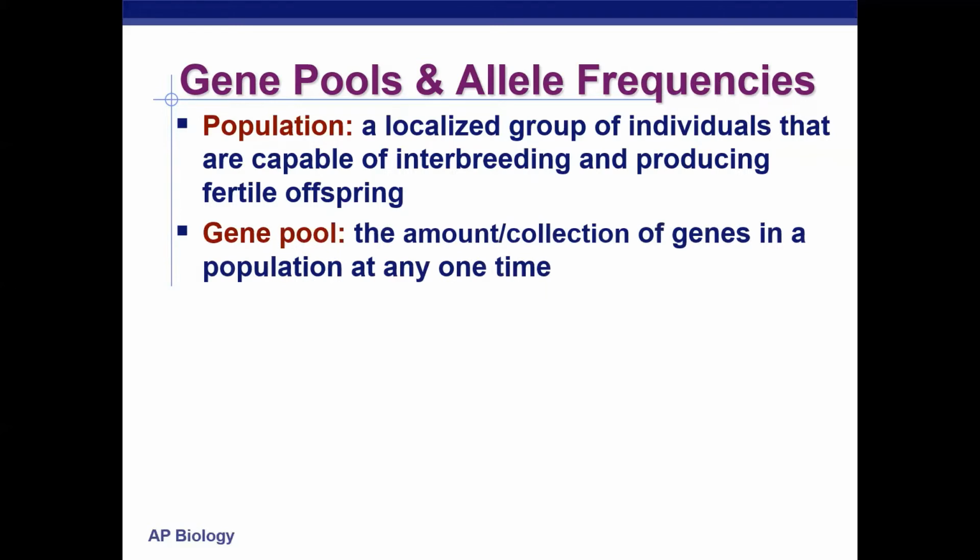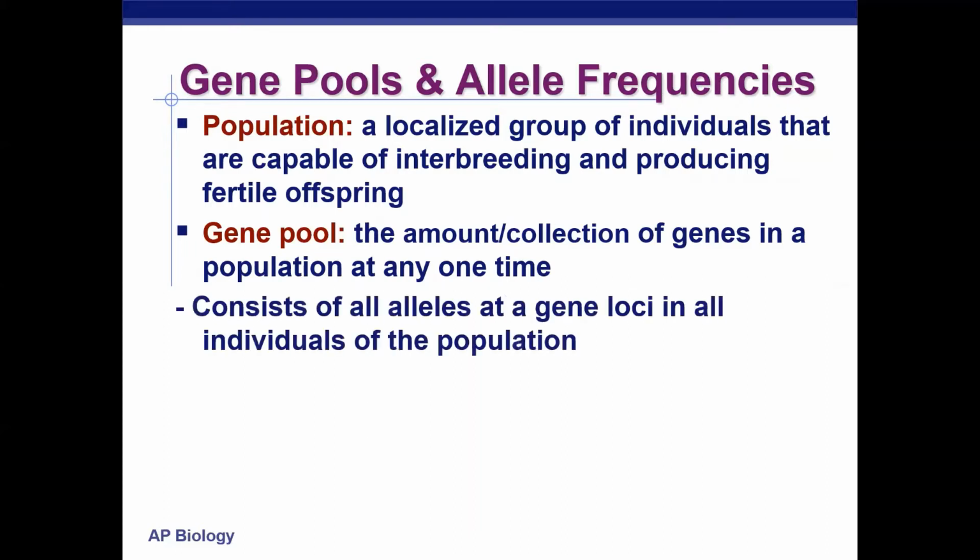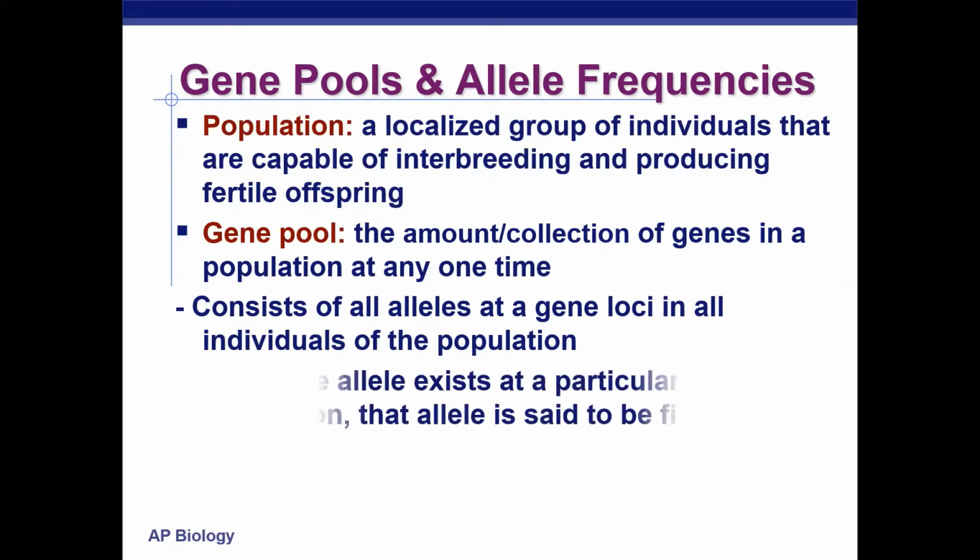Now, when you study a population, you also study its gene pool. That's the collection of genes in a population at any one time. When you're studying a population, you look at the genes. Are there genes there for some sort of disorder? What's the gene frequency of maybe those that have blue eyes compared to brown eyes? So it would consist of all the alleles at a gene locus, or location, in all individuals of that population.